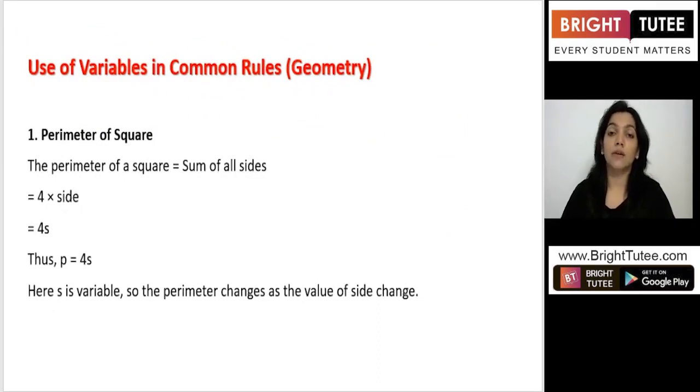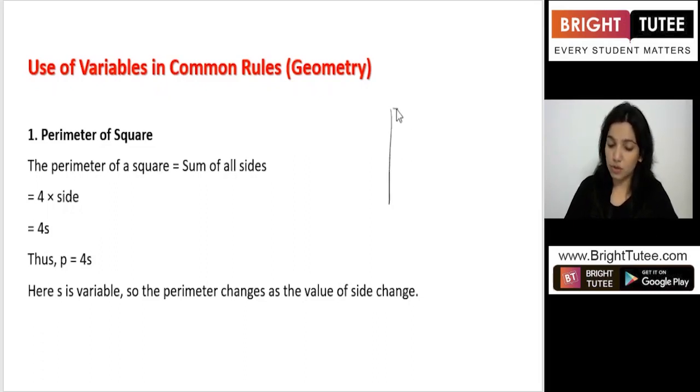Geometry is a branch of mathematics that deals with shapes, right? So what is the basic shape that we know? Square is one of the very basic and common shapes that we deal with. So we are going to start with the perimeter of a square. I hope you do remember what we mean by the word perimeter.